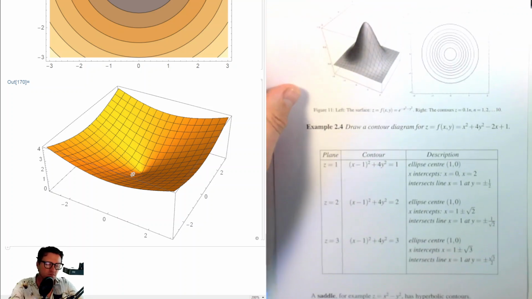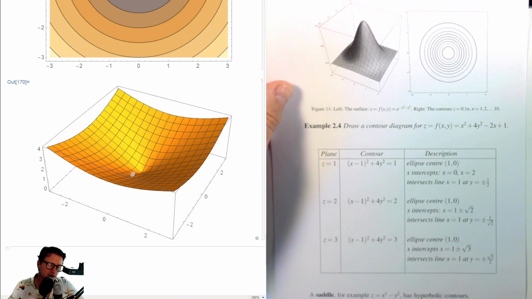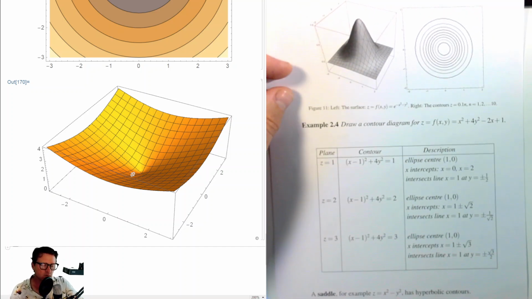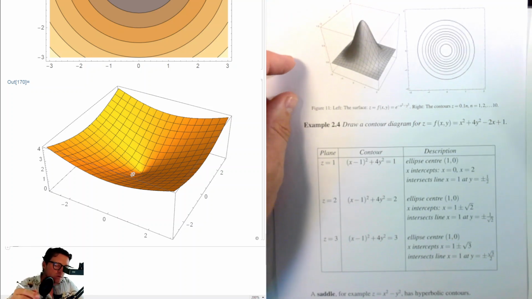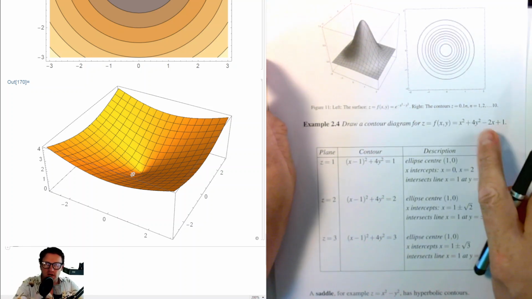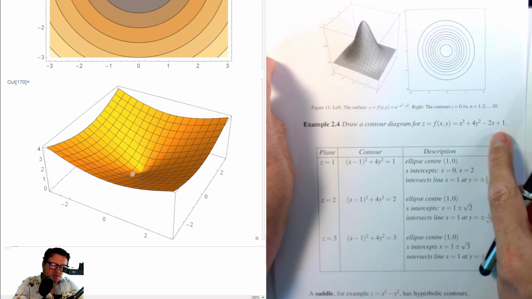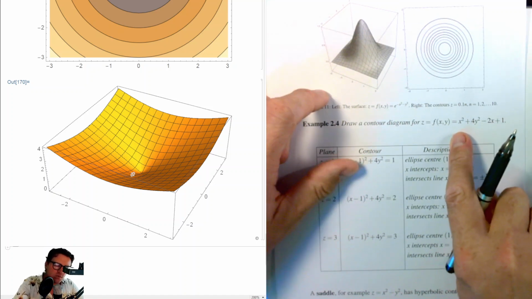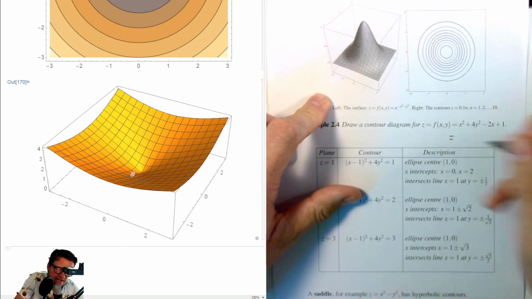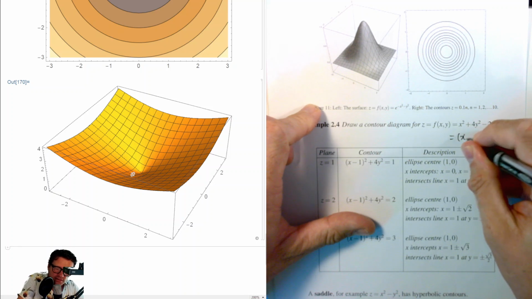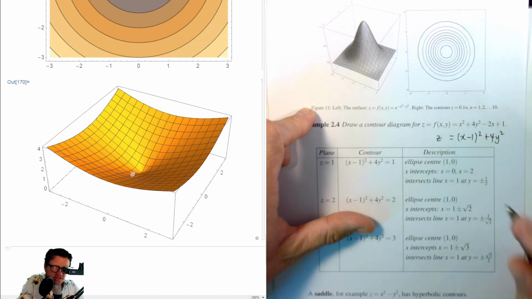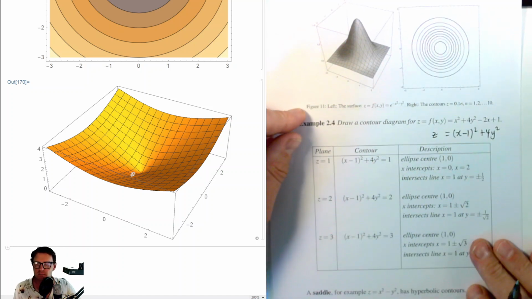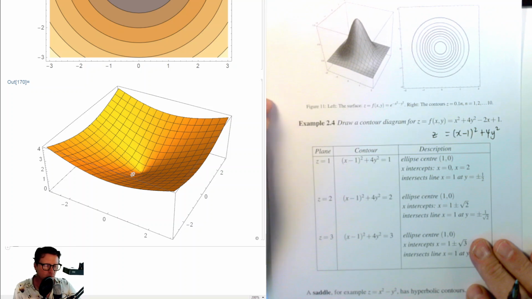Example 2.4, draw a contour diagram for z equals x squared plus 4y squared minus 2x plus 1. So it would be a good idea first to complete the square on this one. So we'll take these two parts, pack that together with the x squared, and notice that that is x minus 1 all squared. So we have the equation z is equal to x minus 1 all squared plus 4y squared.